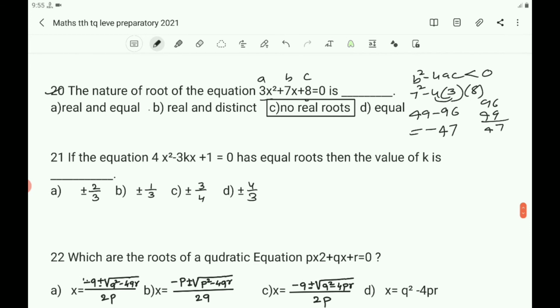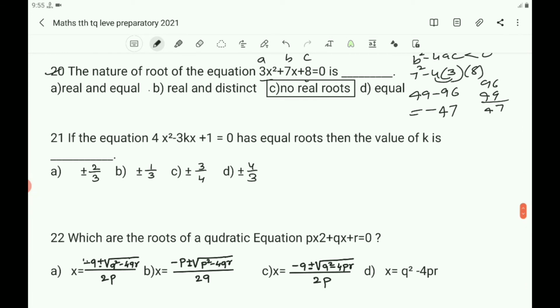Next you take the next question, question number 21. If the equation 4x square minus 3kx plus 1 equals 0 has equal roots, then the value of k is. Again we have to use the same relation, that is b square minus 4ac, but here it is given that the roots are equal. So if the roots are equal, you have to take b square minus 4ac equals 0.